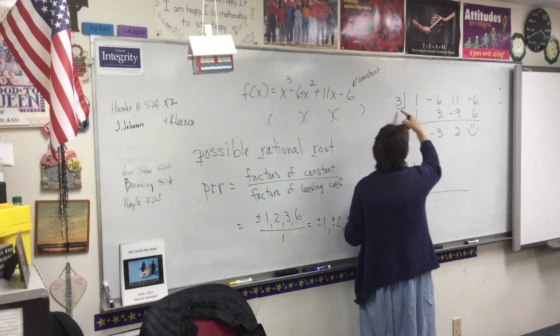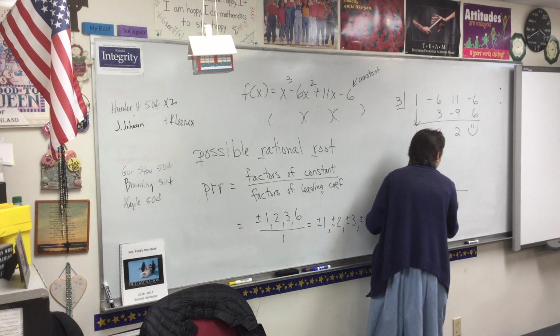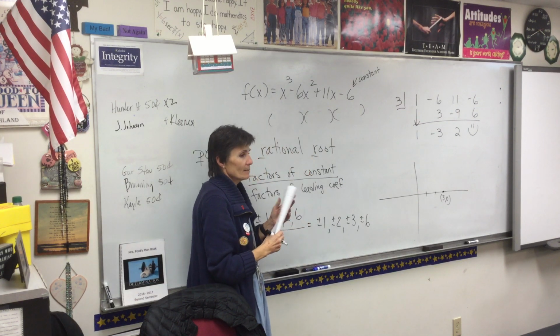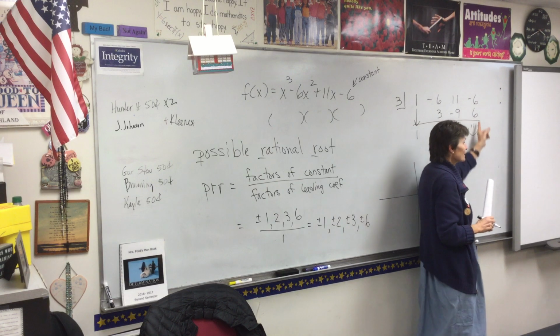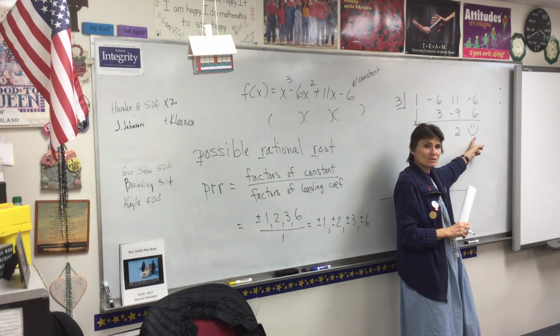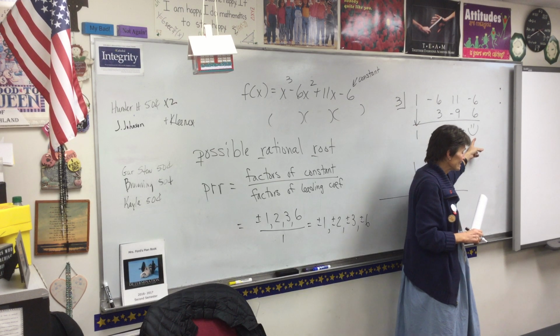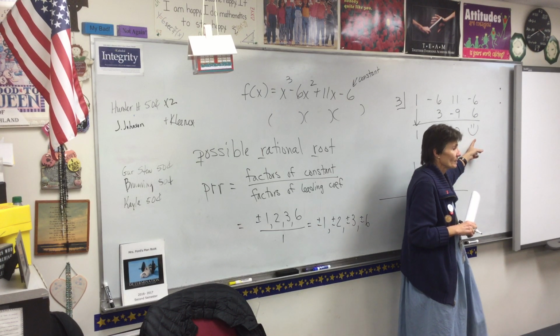So now what does that do for me? It tells me that one of my x-intercepts is at 3. The reason we're so excited is because these canceled out. And when they cancel out, that means the remainder is 0. And when the remainder is 0, it means you have found a factor, which is what we're trying to do.